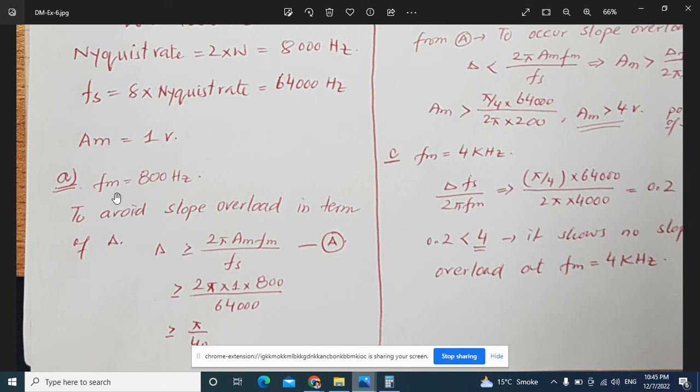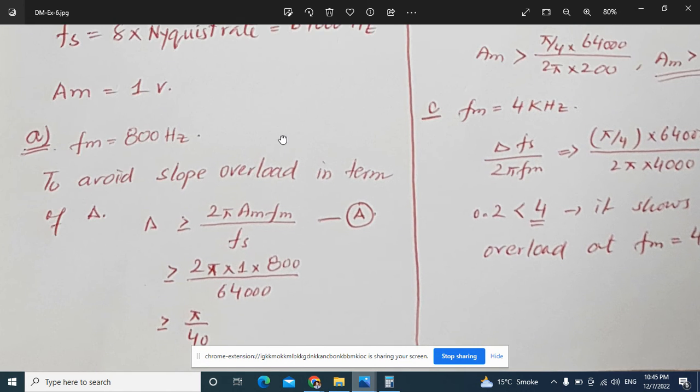And for case A, you need to find the delta step size to avoid slope overload when the signal frequency fm is 800 Hertz. We know the condition in terms of delta: delta is greater than or equal to 2 pi Am fm divided by fs. Using the values, Am is 1, fm is 800, fs is 64,000. So 2 multiplied by 800 is 1600, and 1600 over 64,000, the zeros cancel, and 16 fours are 64. So delta must be greater than or equal to pi by 40.